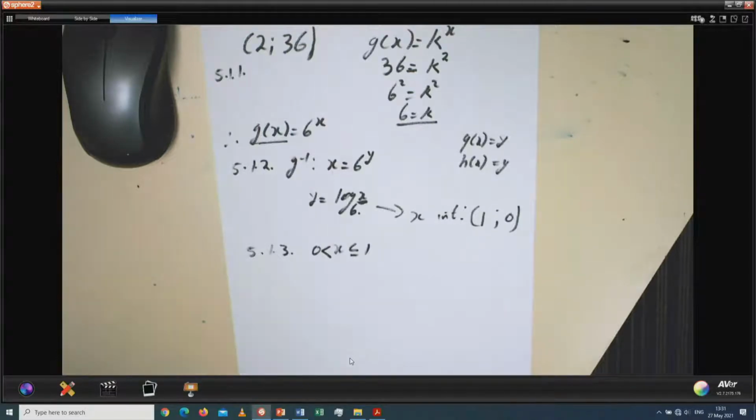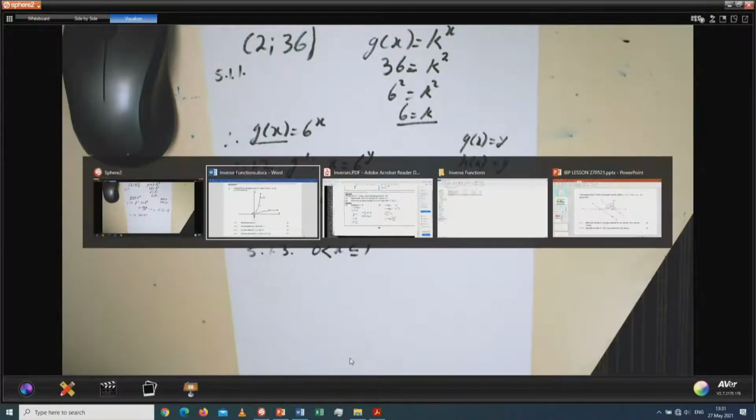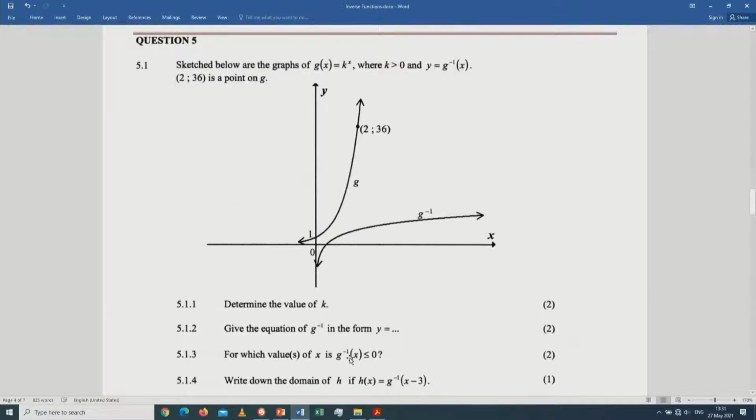Check 5.1.4, the question. There it is. Write down the domain of that graph for 1 mark. What is the domain? Domain is nothing else but the x values. For the graph function to be defined, what must be the domain? Let's check.